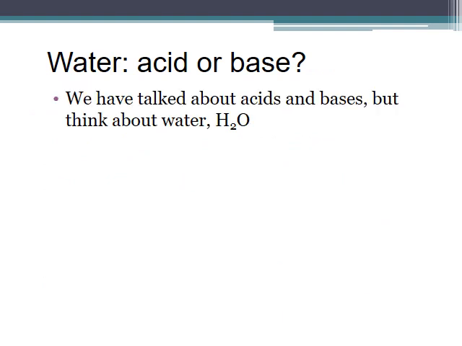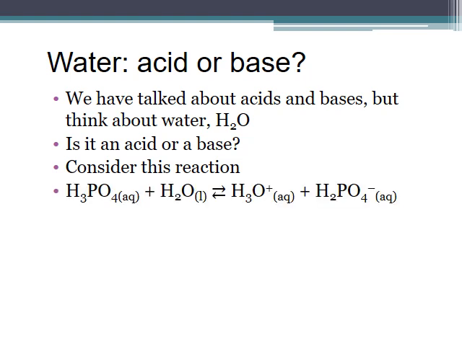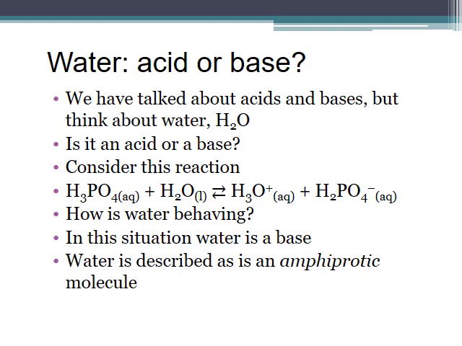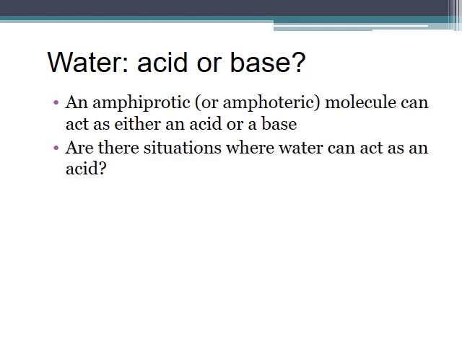Let's consider water. Is it an acid or a base? In this reaction, phosphoric acid donates a proton to water. We've seen many examples where water acts as a base. Water actually is what we call an amphiprotic molecule. Amphiprotic or amphoteric can act as either an acid or a base.